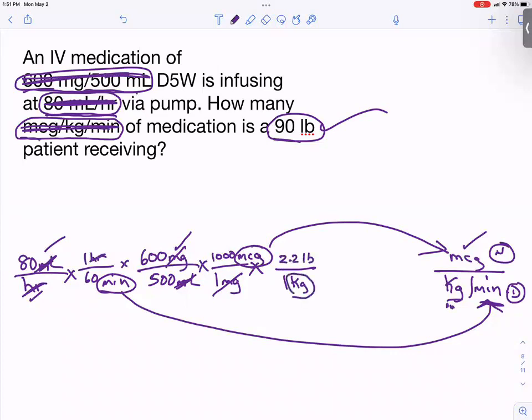So I have kilogram, but now I have to get rid of pounds. How do I get rid of pounds? I use what's in my problem. It doesn't matter where you put it as long as you can cross off the pounds.